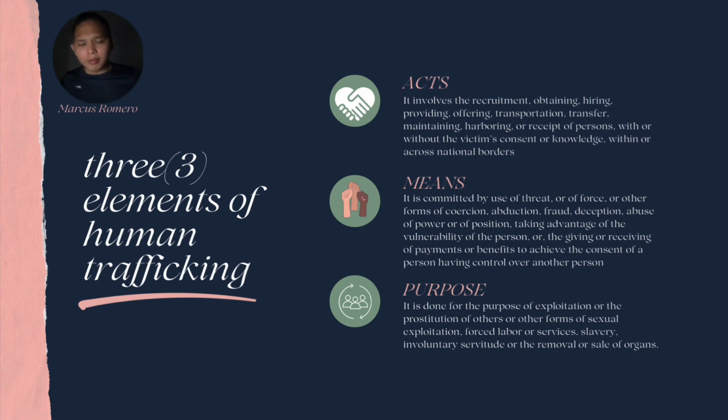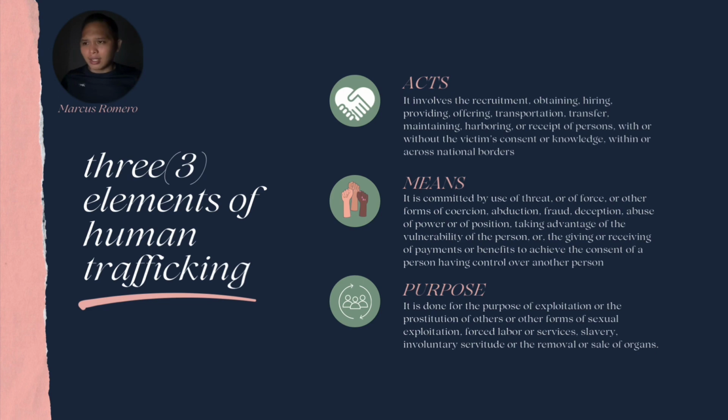The second element of trafficking is what we call means. The means are committed by use of threat or force or other forms of coercion, abduction, fraud, deception, abuse of power, or giving or receiving payments or benefits to achieve the consent of a person having control over another person. So it's manipulating.